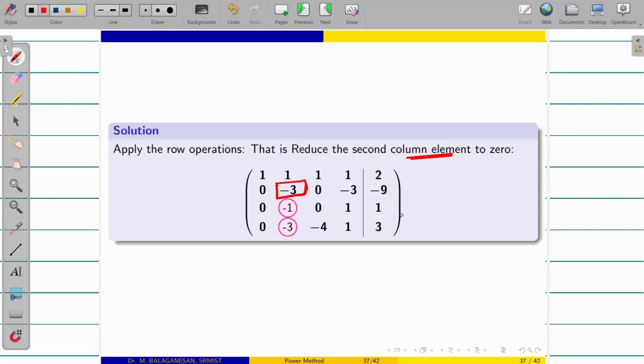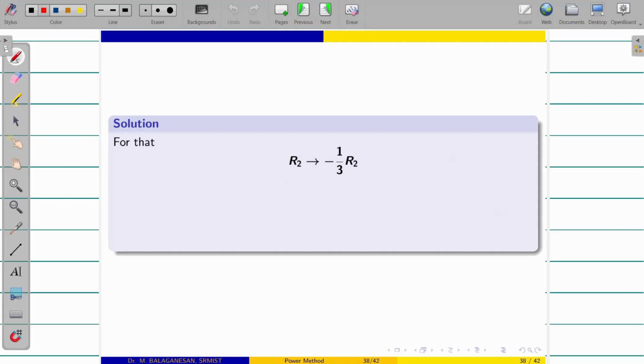So what you have to do for that is R3 tends to 3 into R3 minus R2. In that way also you can get the answer. Clear? So what I'm going to do here is just divide R2 by 3, as I told you already. Then I will get here 3, 9. If you divide by minus 1 by 3, it will be 1, 1, 3 here.